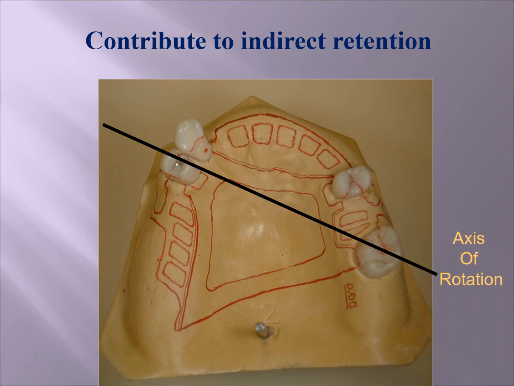This is the axis of rotation. Now, the axis of rotation happens when forces try to move the distal extension away from the tissues. Then the denture rotates and the anterior part of the denture sinks anteriorly. So you provide a rest anteriorly to prevent the sinking anteriorly, which indirectly prevents the lifting of the distal extension, and this is the function of indirect retainer.